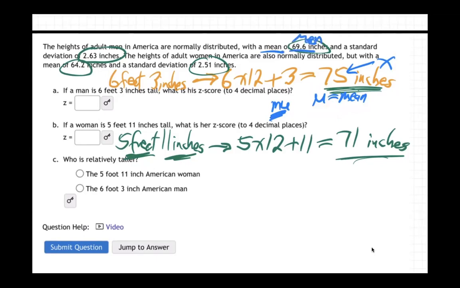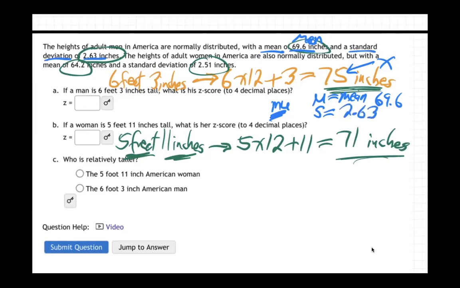The average height for men is 69.6. And what is it, S? Standard deviation for men, right here, standard deviation is 2.63. So that's for the man.